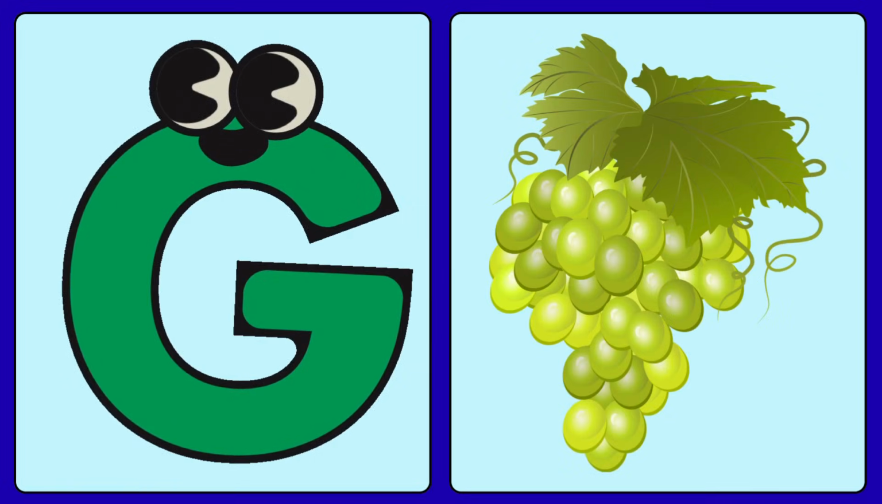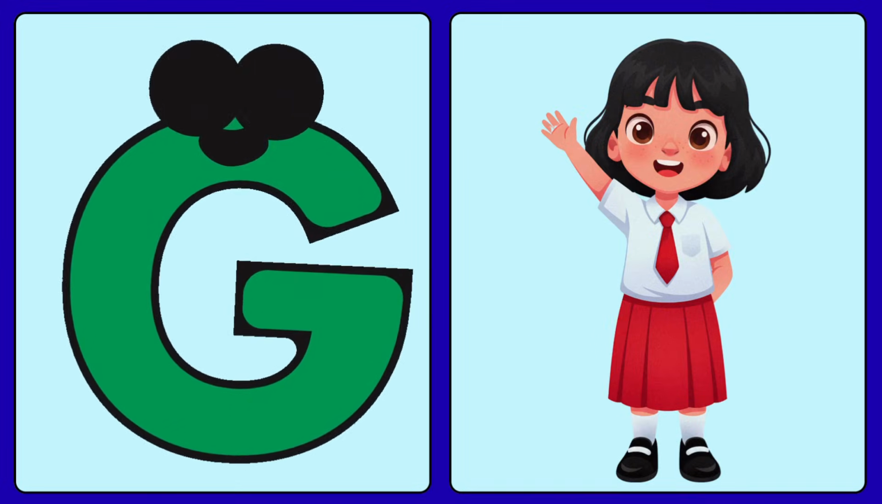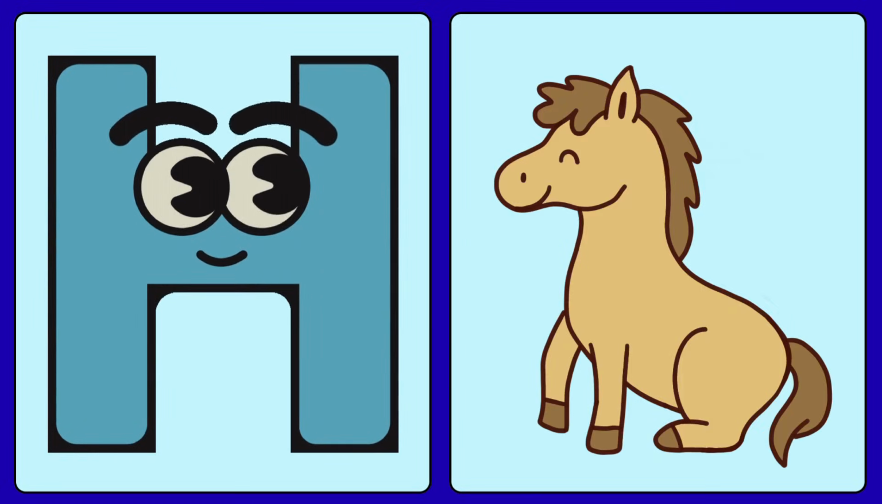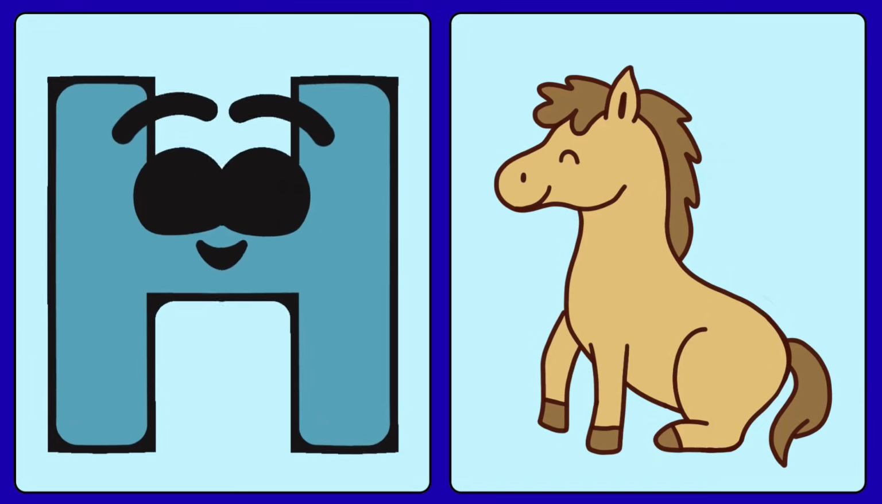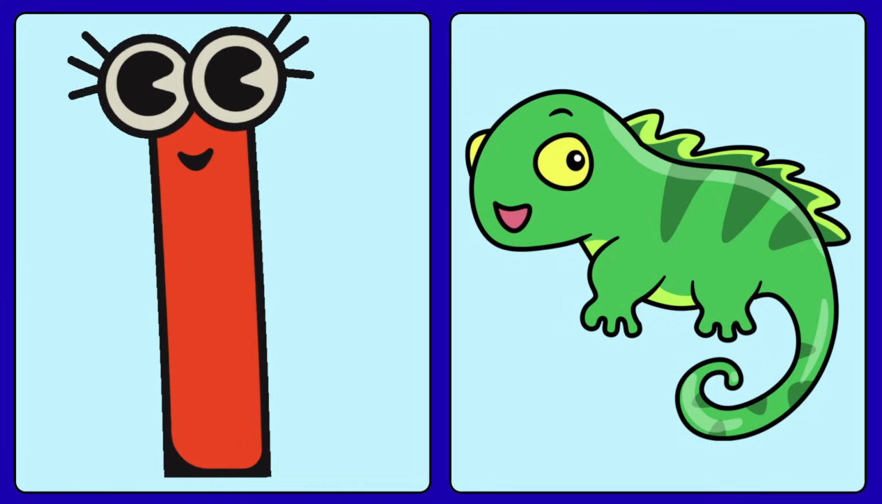G for grapes. G for girl. H for hat. H for horse. I for ice cream. I for iguana.